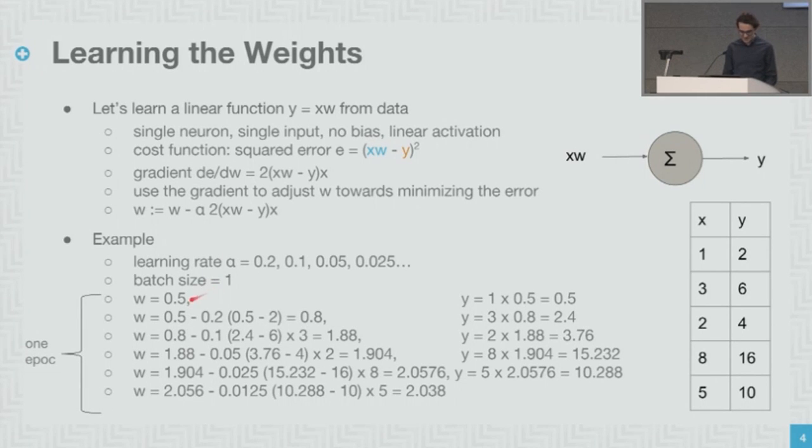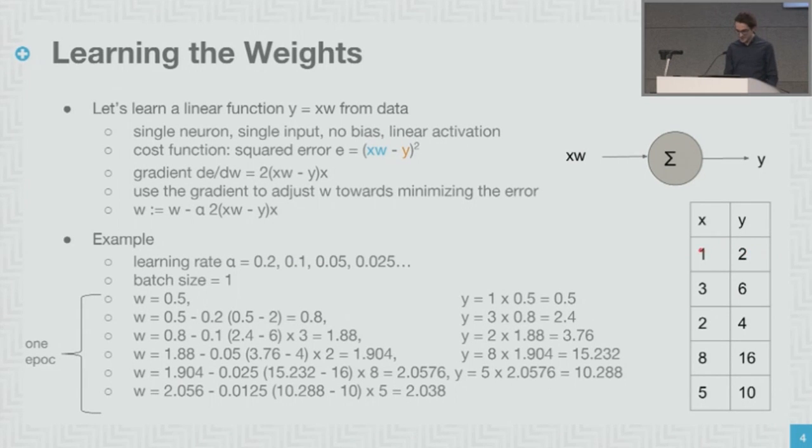What we do here is we start with a random weight. We initialize the weights randomly. We have only one weight here. Let's say it's 0.5. Let's assume that it's a random number. And then we get our first sample. It's x equals 1 and y equals 2.